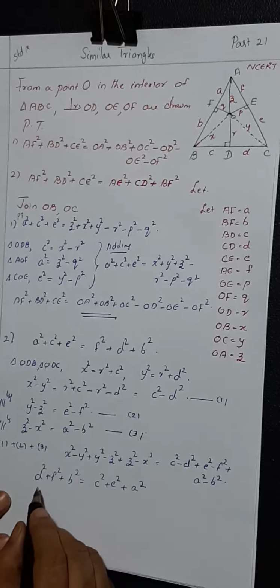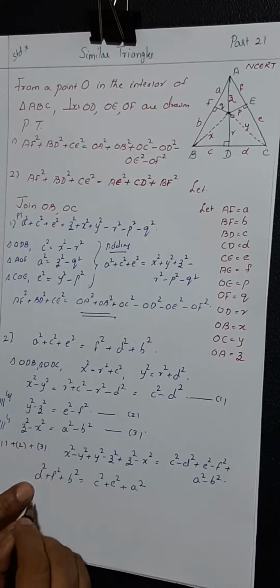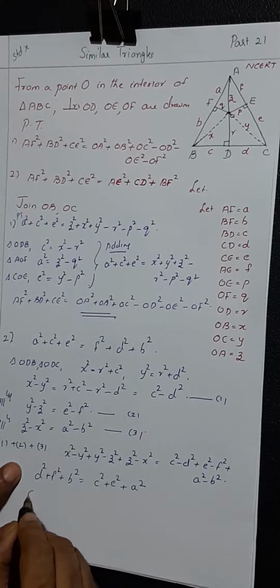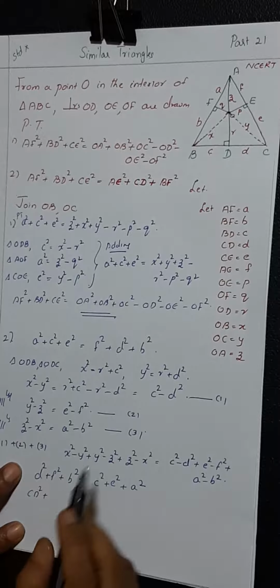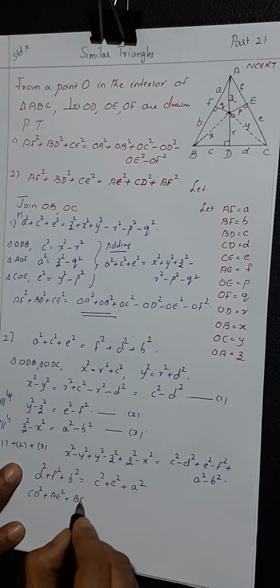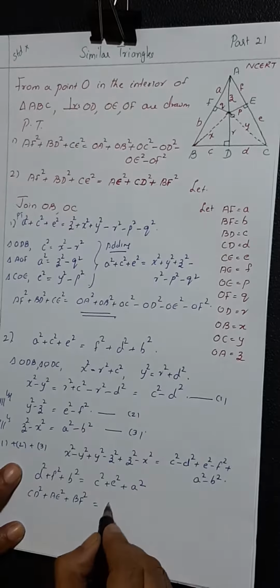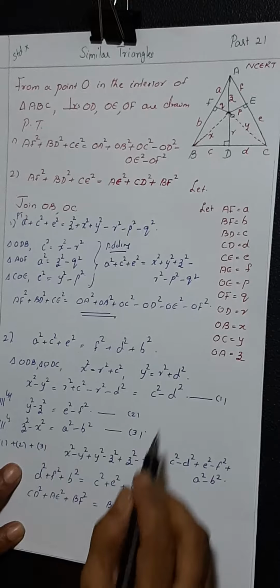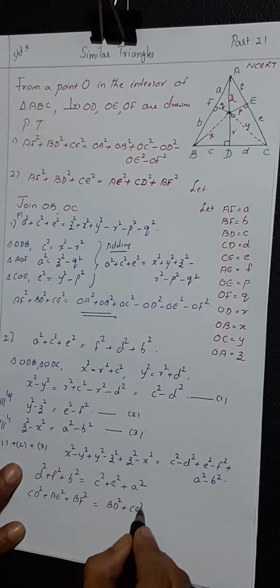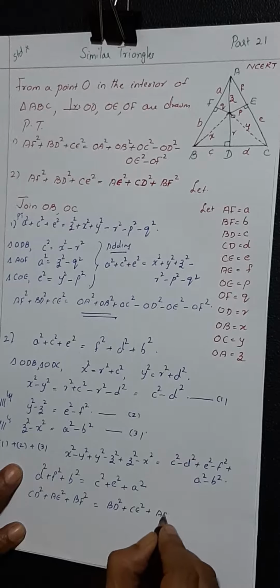So you can write this as, now d squared is cd squared, plus f is ae squared, plus b is bf squared, is equal to c is bd squared plus e is ce squared plus a squared is af squared.